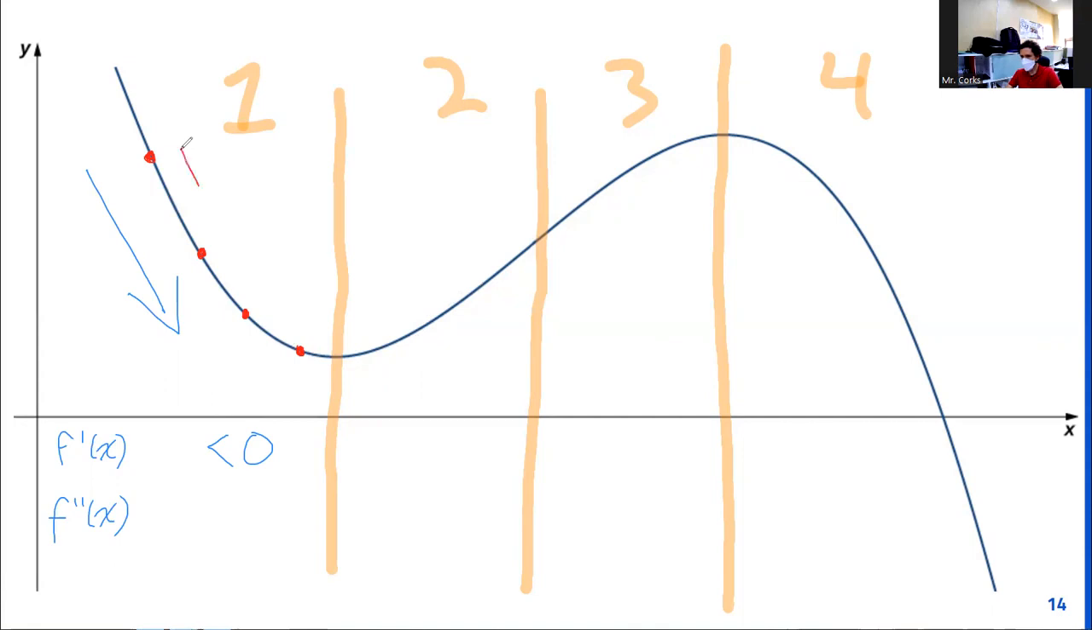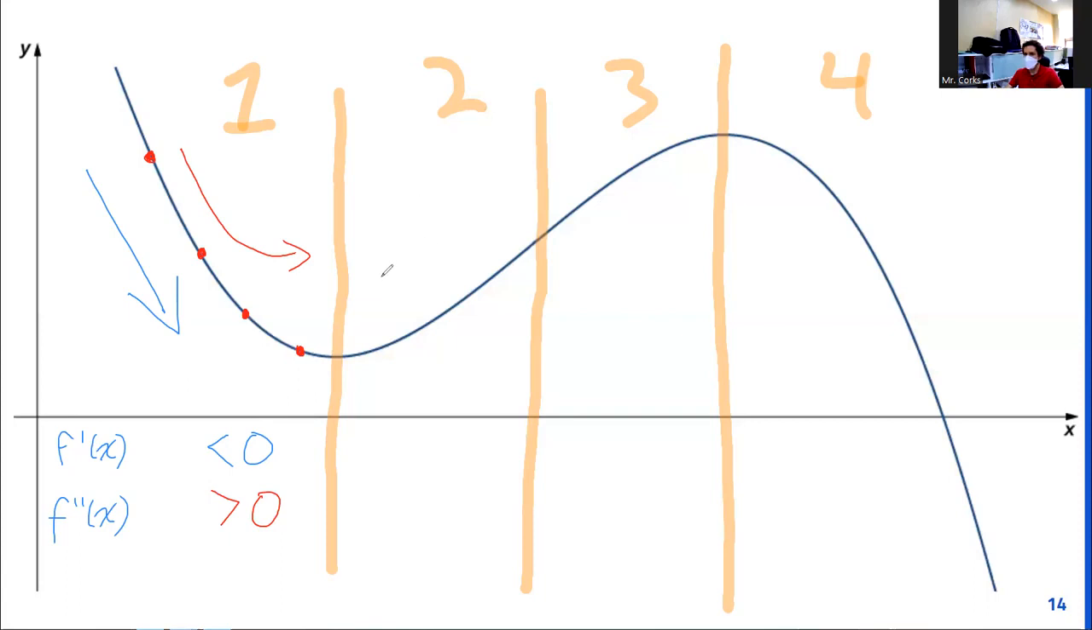Okay, so if it's curving up, remember curving up is just this U pattern like this. So region 1 here is just the first half of that U pattern, but it's still that pattern. So the second derivative is positive.